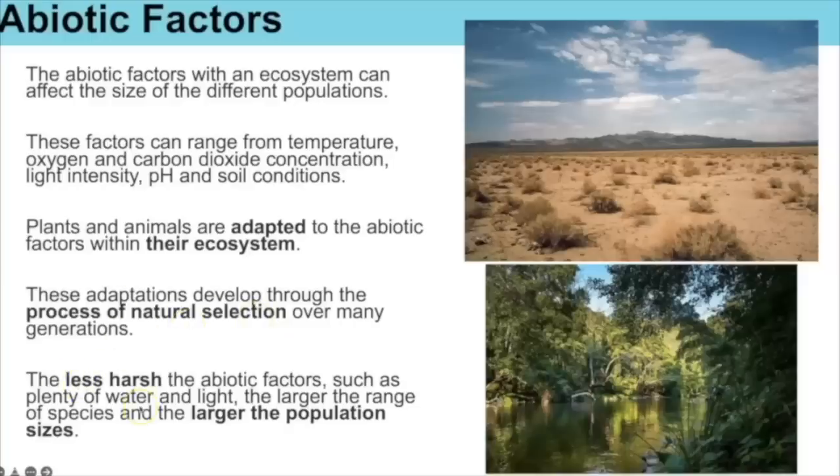The less harsh the abiotic factors, so for example if there's plenty of water and light, the larger the range of species and the larger the population size. So for example, in the desert, because it's very harsh conditions, you'll have a smaller range of species and the population size is smaller. Compared to down here where we can see there's plenty of light and water, we have a bigger range of species and there's more of each species.